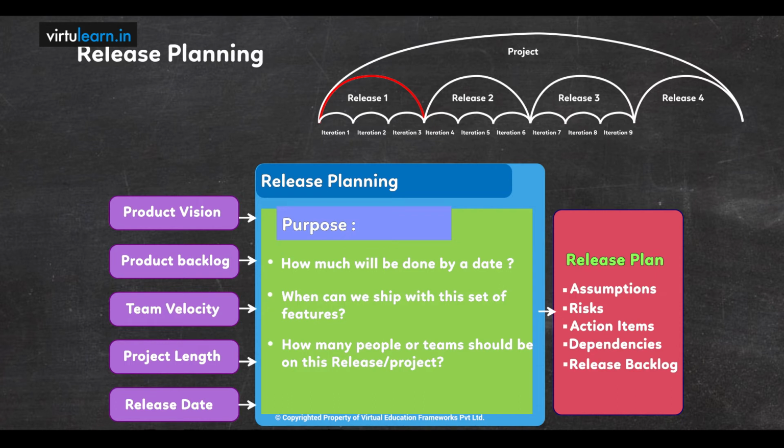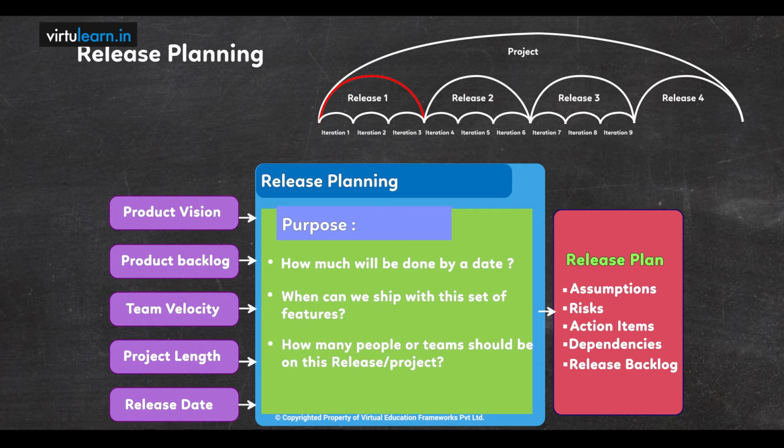Velocity we use as an input to the release planning because it helps us to see how much the team can plan and finish in the release. So to just summarize what all goes as input to the release planning: product vision, product backlog, team velocity, project length, and release date primarily are the key inputs for the release planning process.